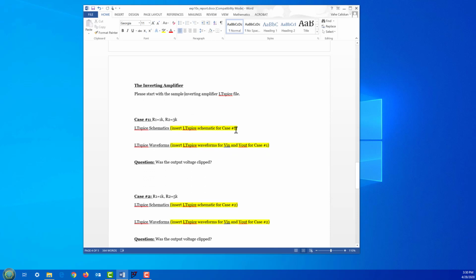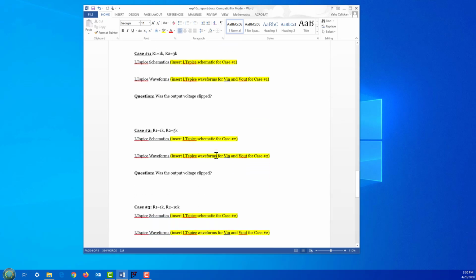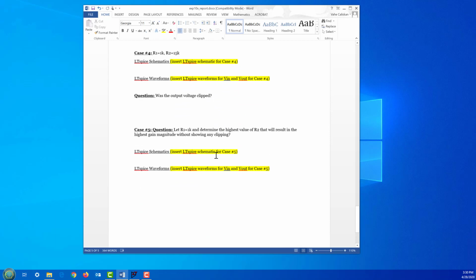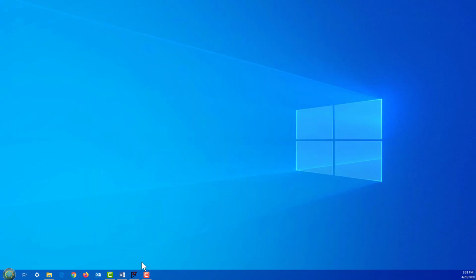For the inverting amplifier, you start with the file I send you, you put in the R1s, R2s, run the simulations, and observe what's happening, comment on what's happening, etc., right? So just use these values, and at the end it's going to ask you the same thing. What is the highest value of R2 that you can have without getting that clipping? All right. So with that said, this is how the template will look. Let's see how the circuits look.